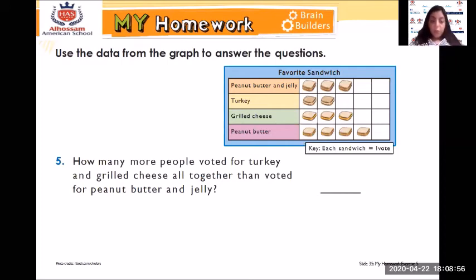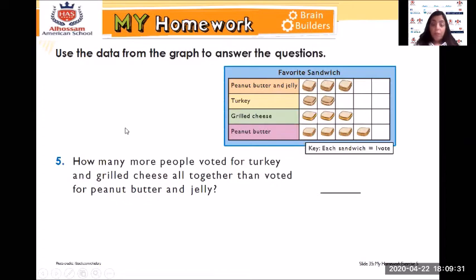Answer together. You're a team now, so work together, please. Use the data from the graph to answer the question. Peanut butter and jelly, turkey, grilled cheese, peanut butter. So which favorite sandwich do you prefer? Tell me later on. Now you can work on this question. We're going to use the data here to answer the questions, all right?